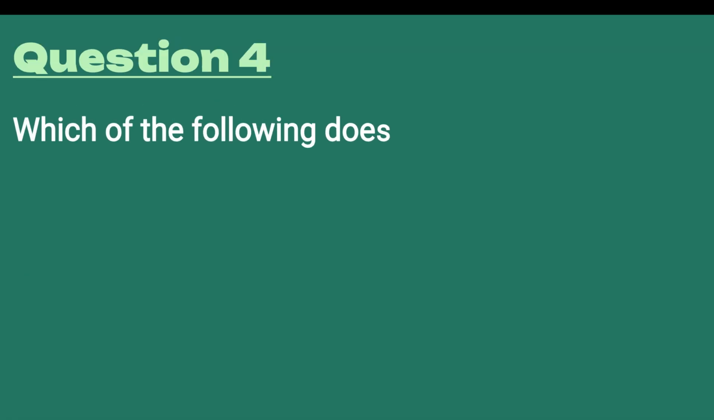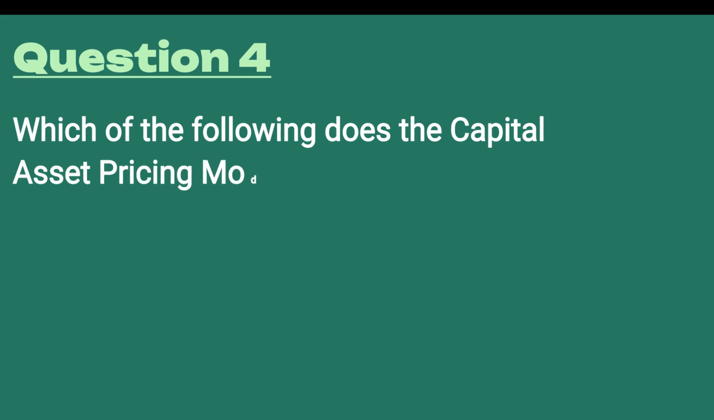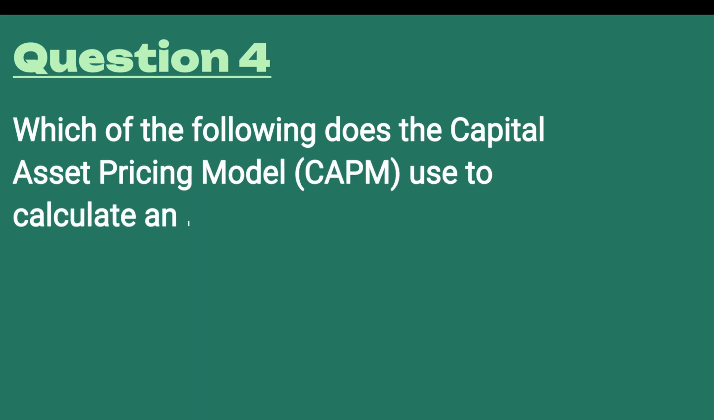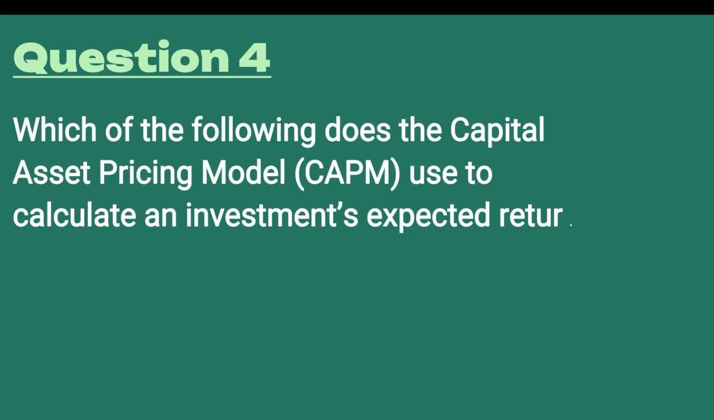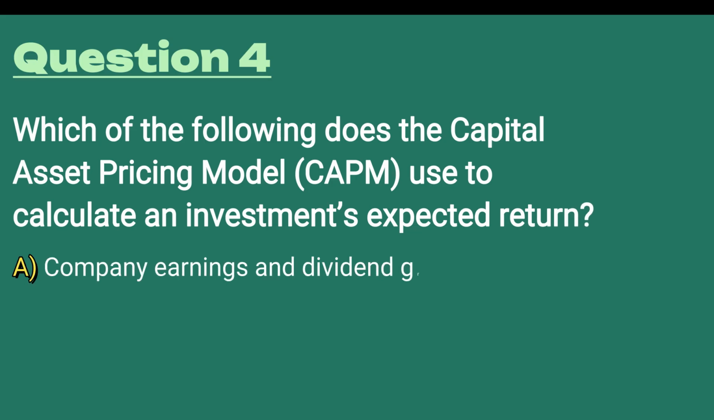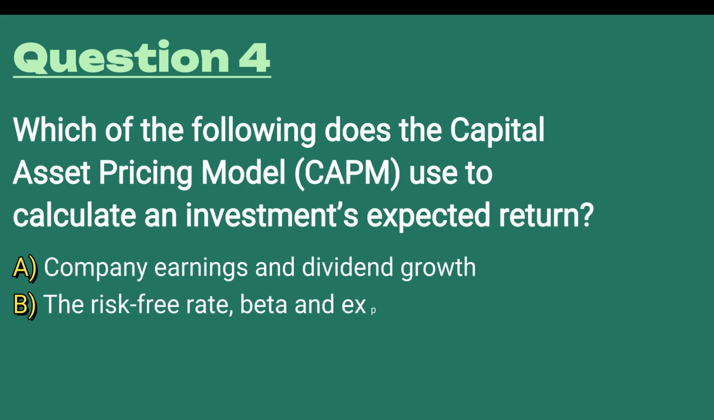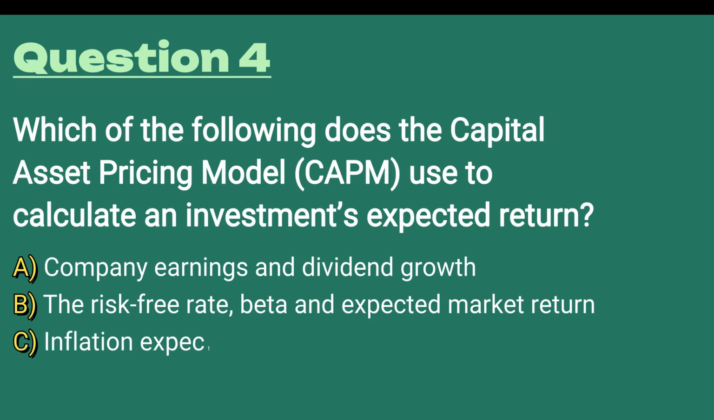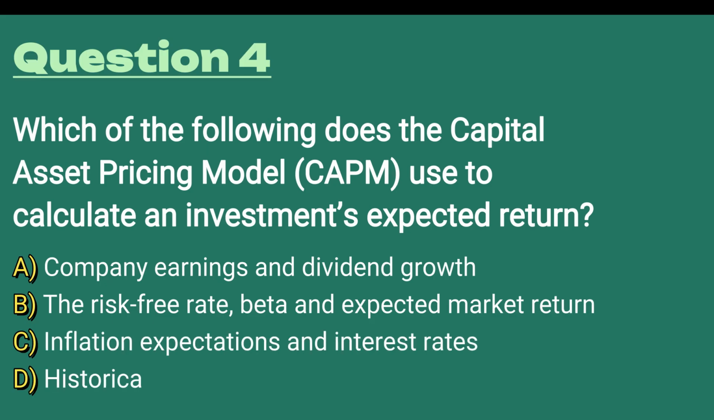Question number 4. Which of the following criteria does the capital asset pricing model use to calculate an investment's expected rate of return? A, company earnings and dividend growth. B, the risk-free rate, beta, and expected market return. C, inflation expectations and interest rates. Or D, historical stock prices only.